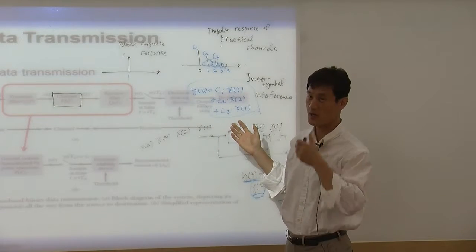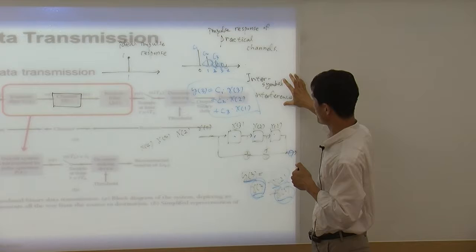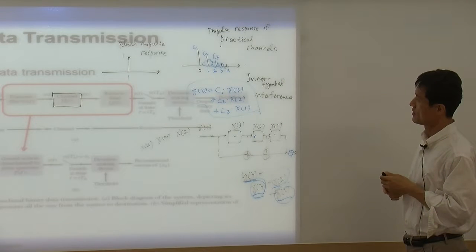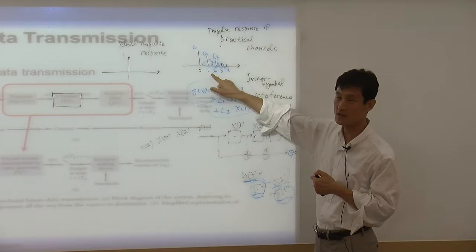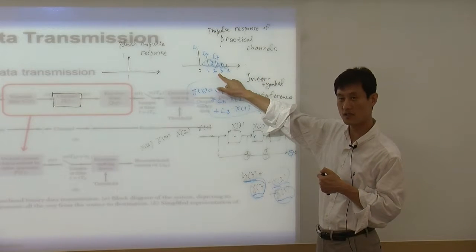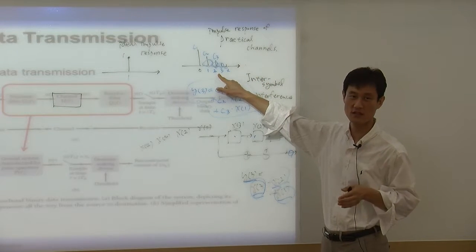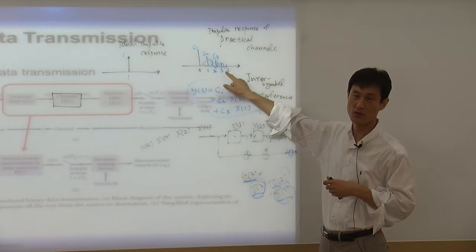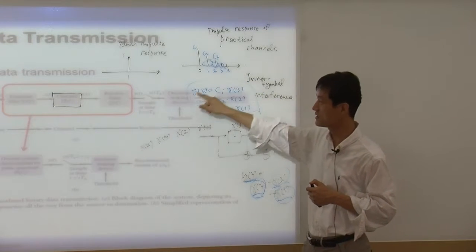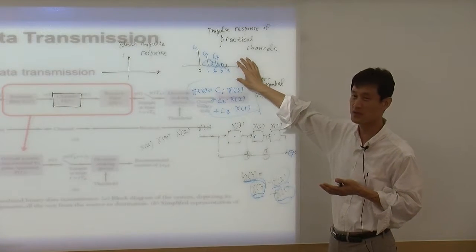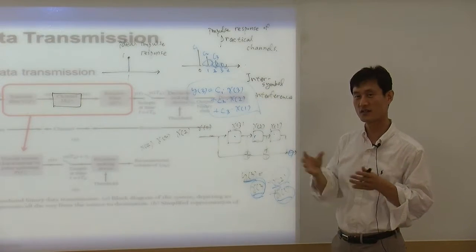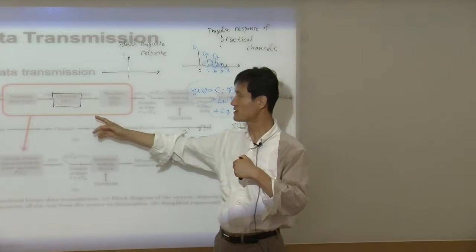So this is clearly a problem because we have ISI. Why do we have this problem? Because the impulse response looks like this. But we cannot change this impulse response. Why? We cannot control it because this is the channel. We didn't make this impulse response, we simply measured it in the channel. So this channel is given to us.